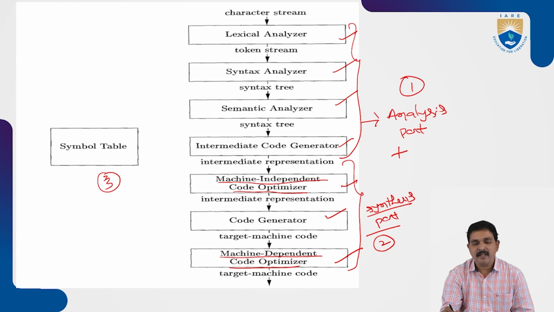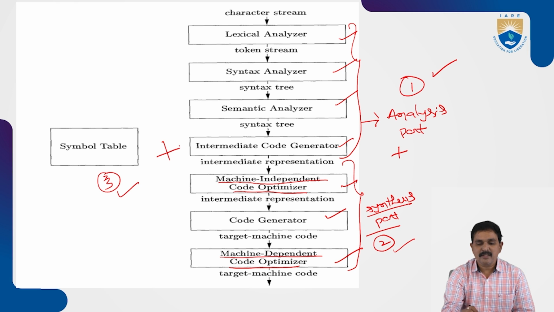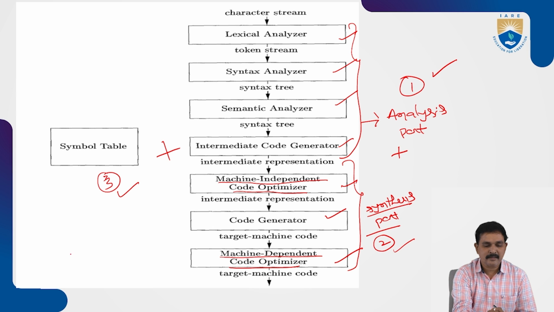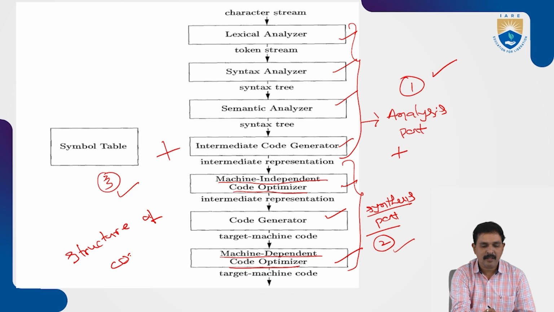These are the three components. How many components should you identify? Three components: analysis part, synthesis part, and also the symbol table. This is totally called the structure. The topic is the structure of a compiler.